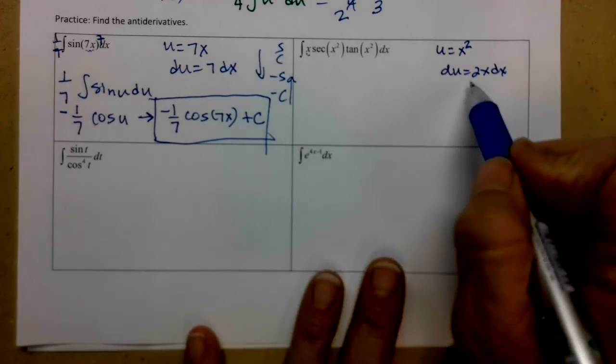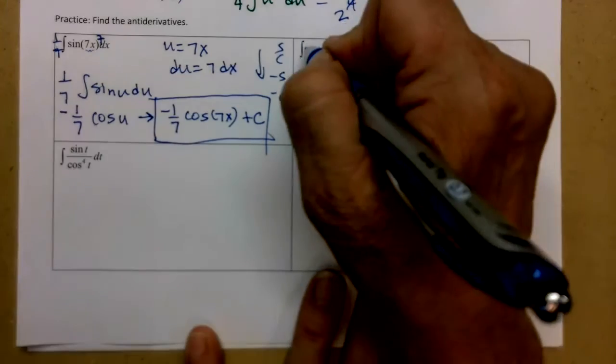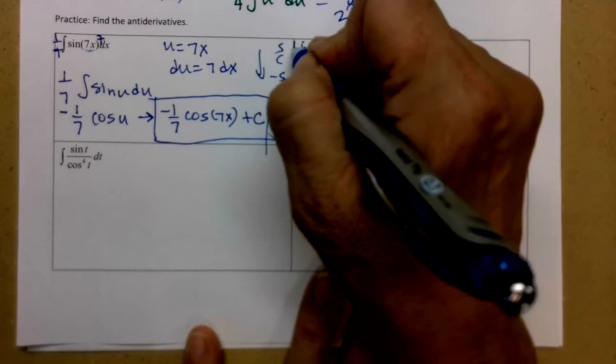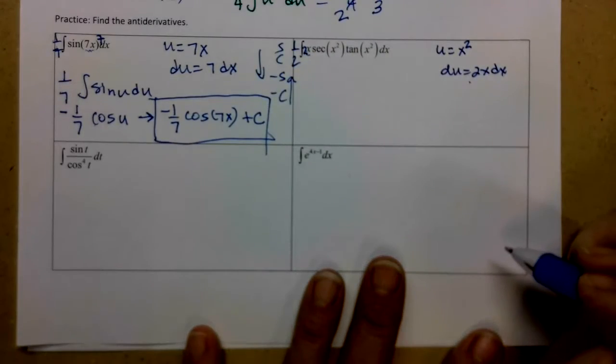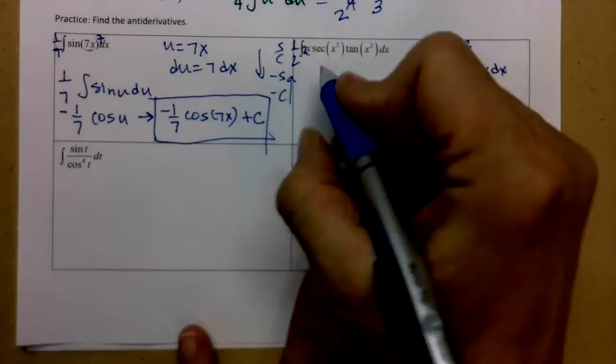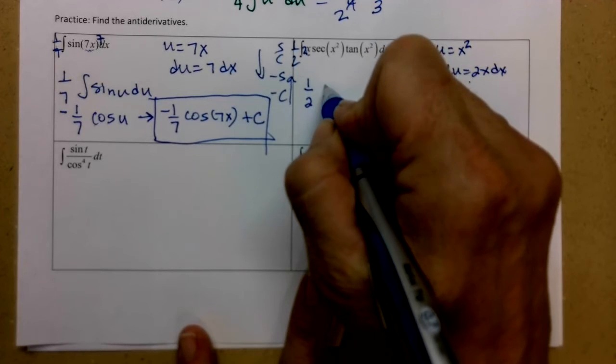But I do have the x. I don't have the 2. I can do the constant part, so a 2 for that, a 1/2 out in front. Switch to u's. So 1/2 integral.